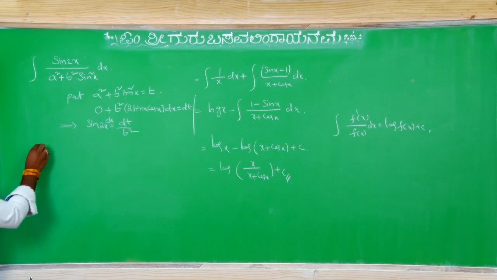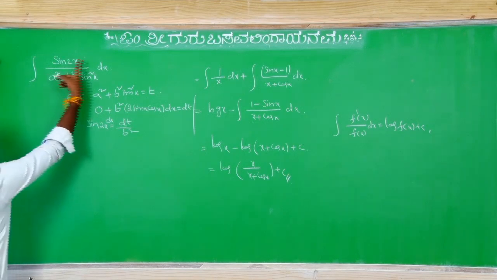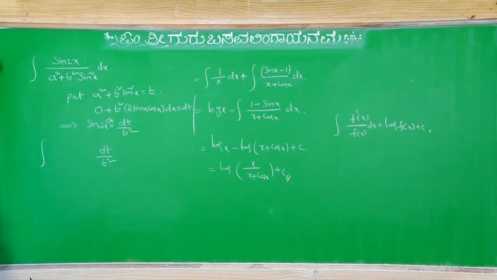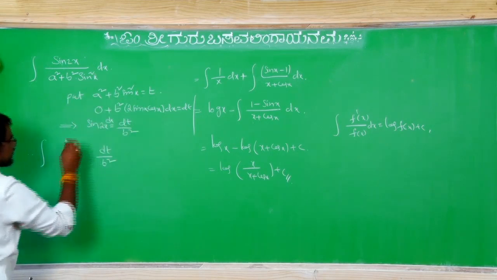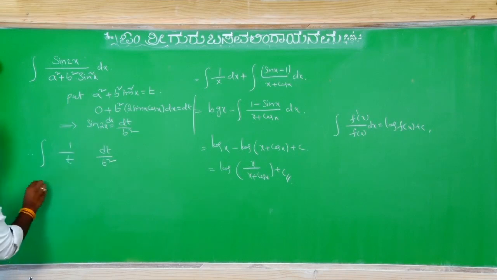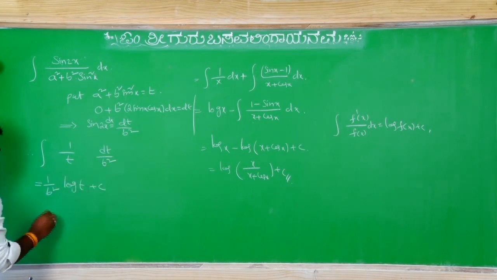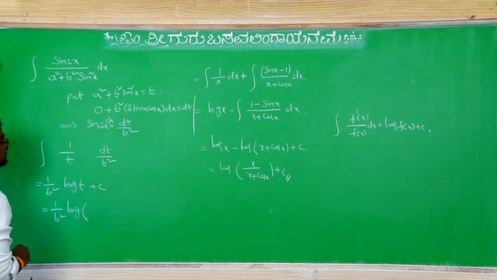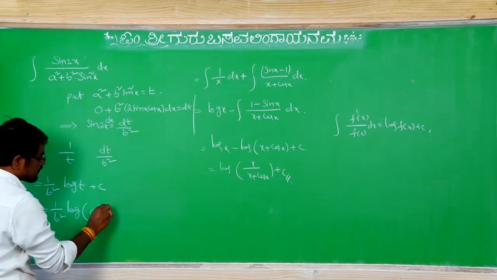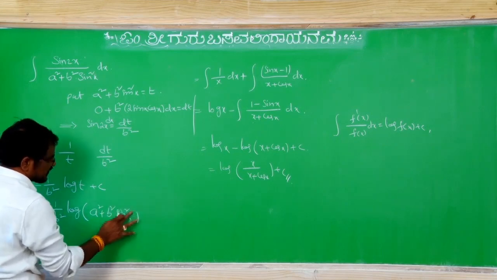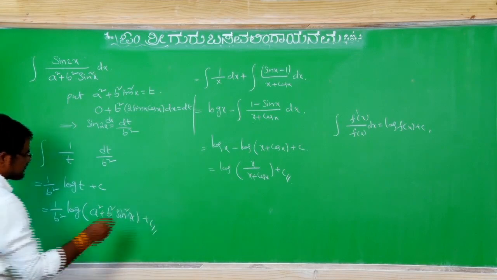So therefore the integration of this, sin 2x dx, we can take as dt by b square, and the total denominator you took as t, so 1 by t. That is equal to 1 by b square, the integration of 1 by t is log t plus c. That is equal to 1 by b square log of t, where t is a square plus b square sin square x, plus c. This is our final answer.